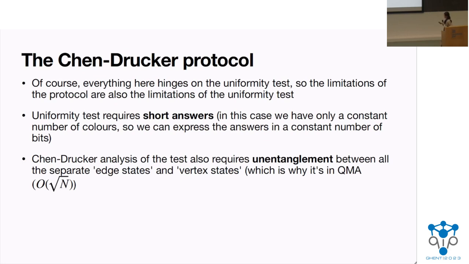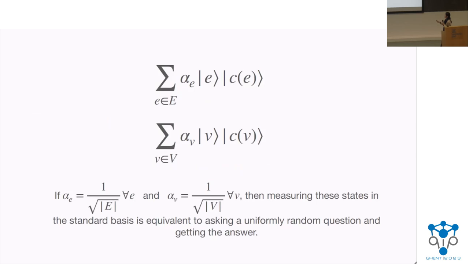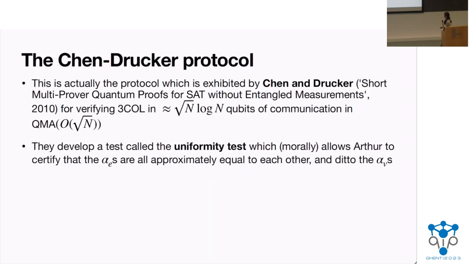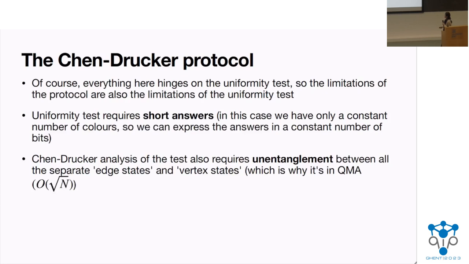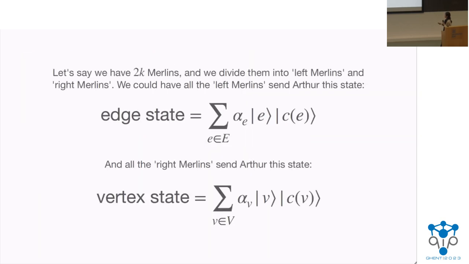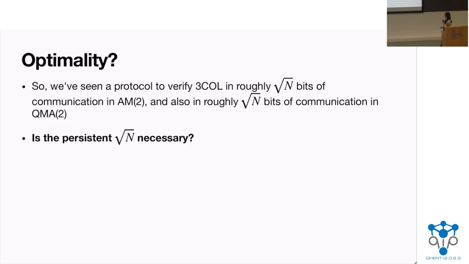So in particular, the uniformity test requires short answers. So in this case, we only have a constant number of colors in the answers, right? So this is like three possibilities, so we can express it in a constant number of bits. The Chen-Drucker analysis of the uniformity test also requires unentanglement between all these separate edge states and vertex states that these 2K Merlins are supposed to send us. And that's why you need so many provers, because you want the unentanglement guarantee between all of them.